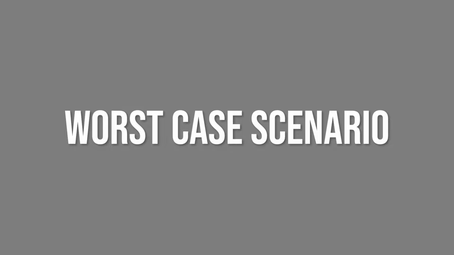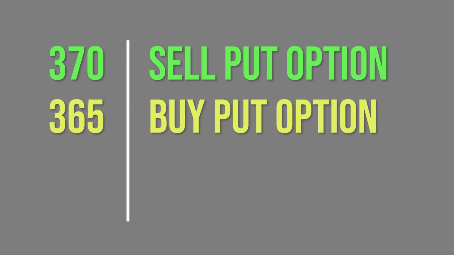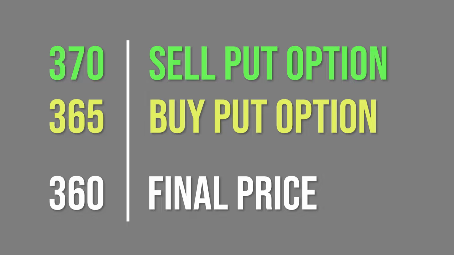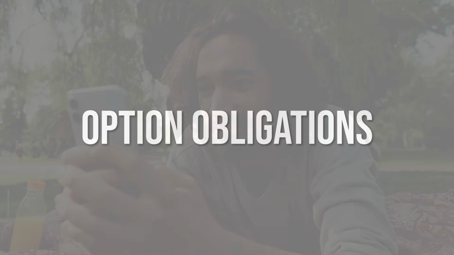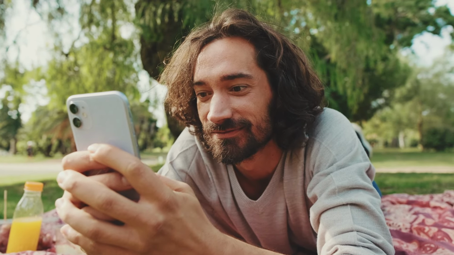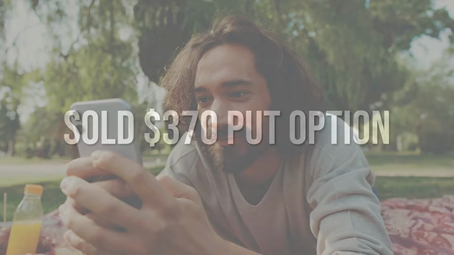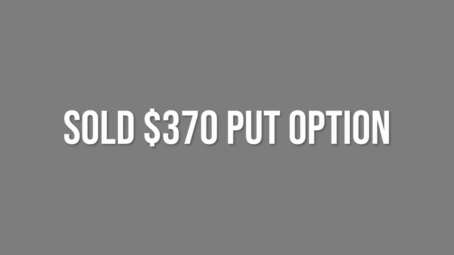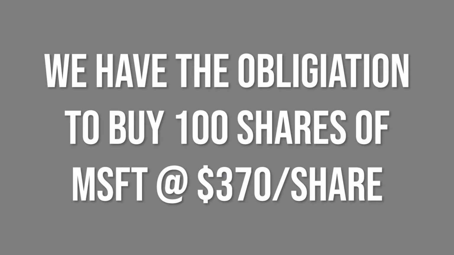Next, we'll explore the worst case scenario, which is if Microsoft were to end up below 365, for example, 360. Then the options that we bought and sold will both be what we call in the money, which means that we are going to have to fulfill our options obligation. Let's take a look at what that means for both the bought and sold options through the same lens as we did earlier. For the sold option, again, we have an obligation to buy 100 shares of Microsoft at 370.